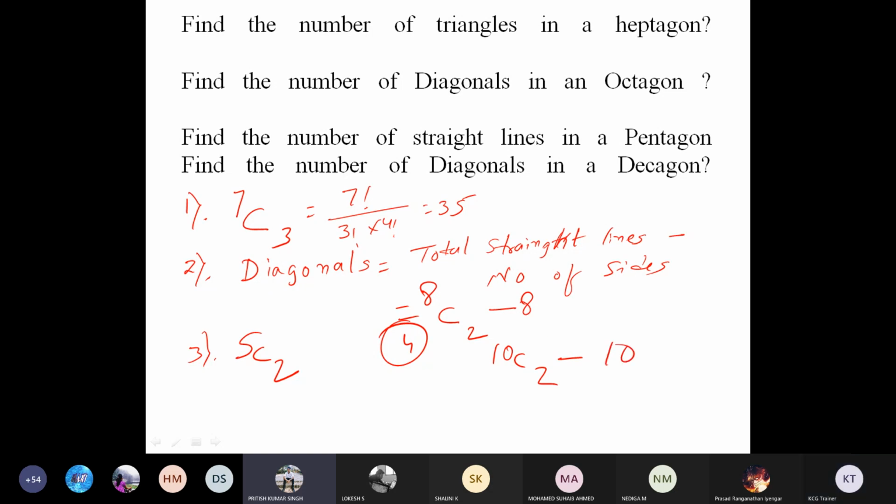Is that clear to everyone? The concept of applications of geometrical figures. Yes, sir.